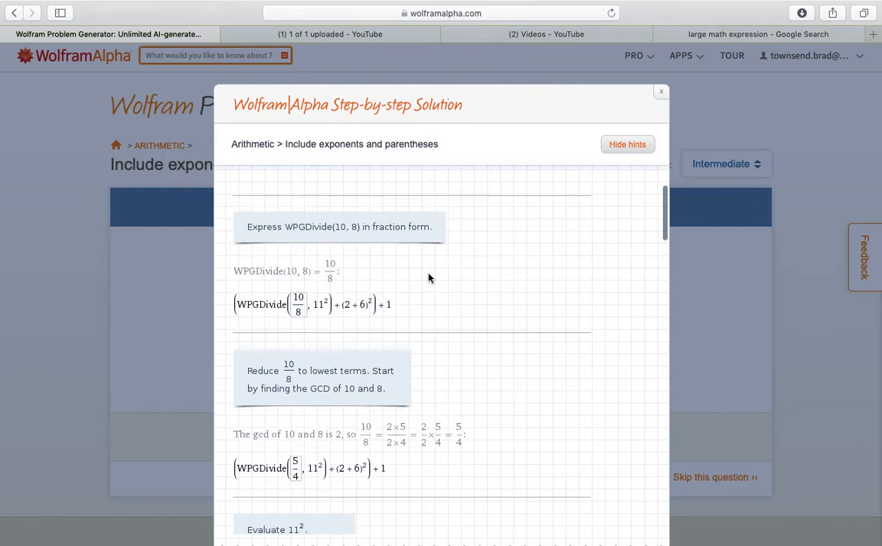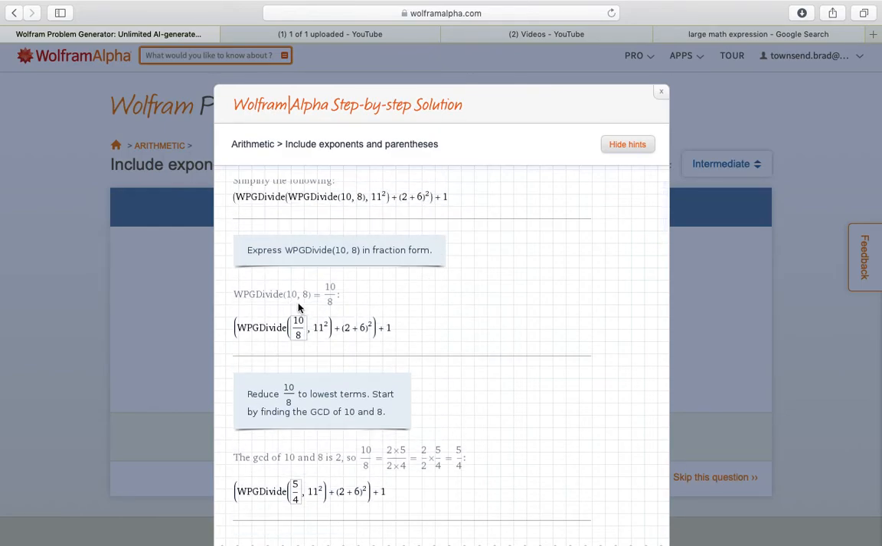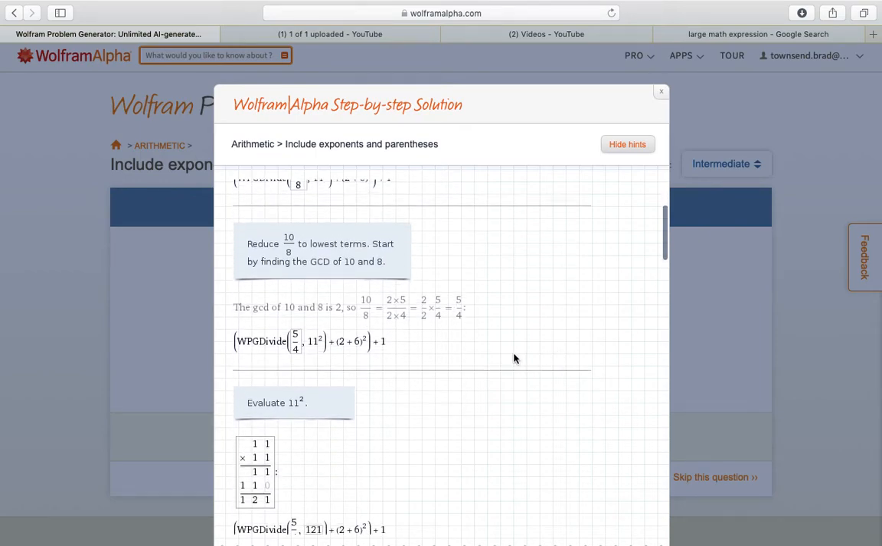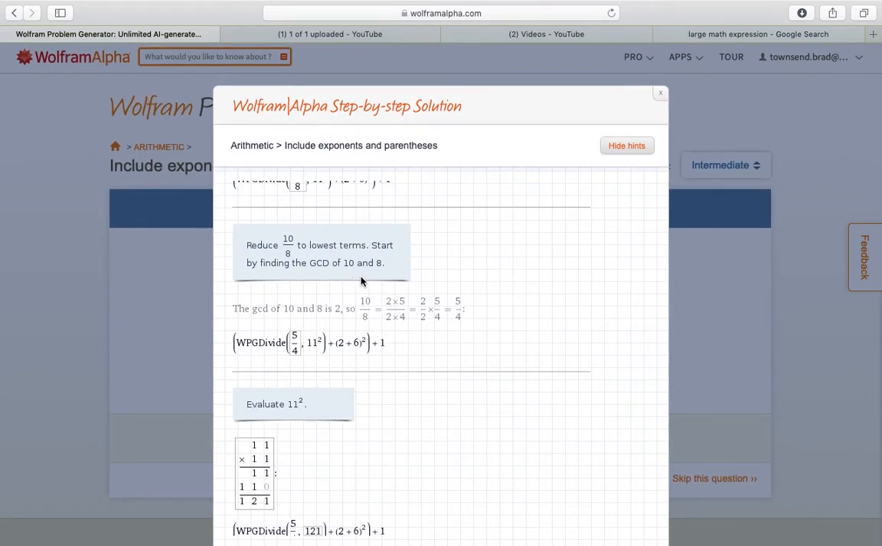So 10 divided, see it says divide here, 10 divided by 8 is 10 over 8, and then they have 10, 8, comma 11 squared. Then they're saying reduce 10 over 8 to the lowest terms. Start by finding the GCD. That's the greatest common divisor of 10 and 8.